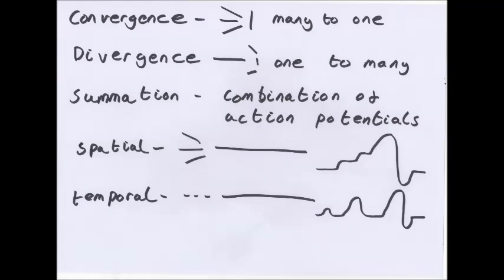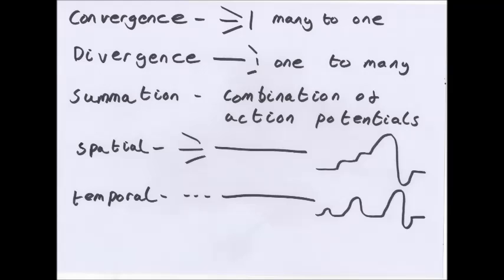Now, some little symbols to help you remember. You can have two types of neurons. You can have converging neurons, which is when, let's say, two, three or more neurons come to one postsynaptic neuron. So many neurons release many neurotransmitters to one postsynaptic neuron. So you can see many to one. Divergence is the opposite, so you have one to many. One neuron releases neurotransmitters to many postsynaptic neurons.